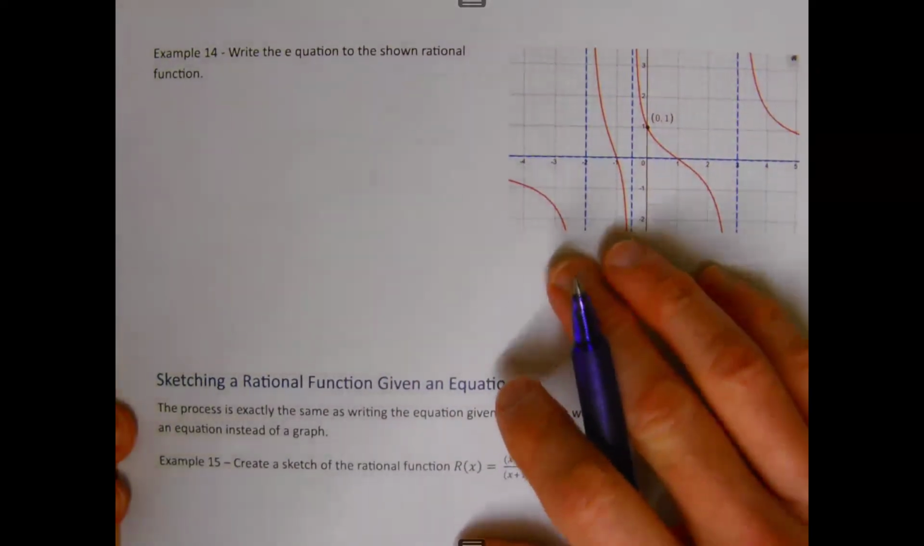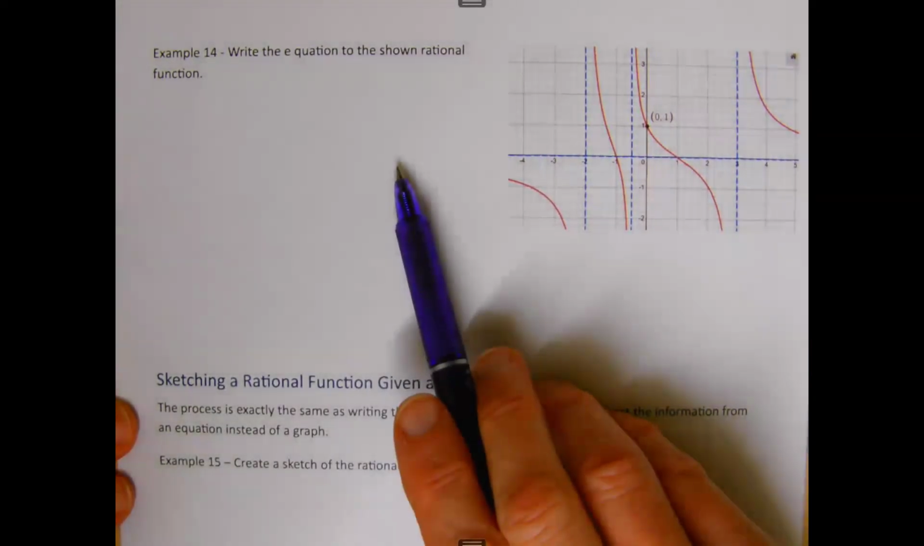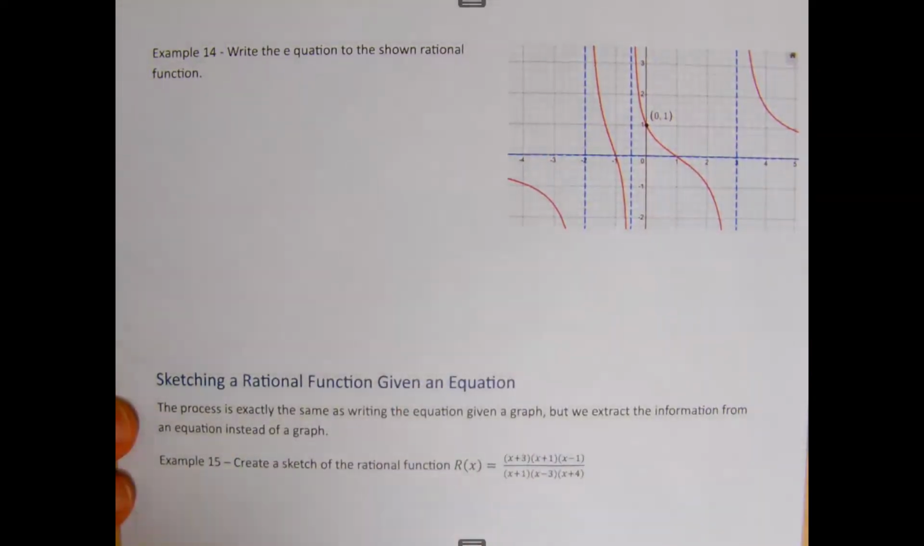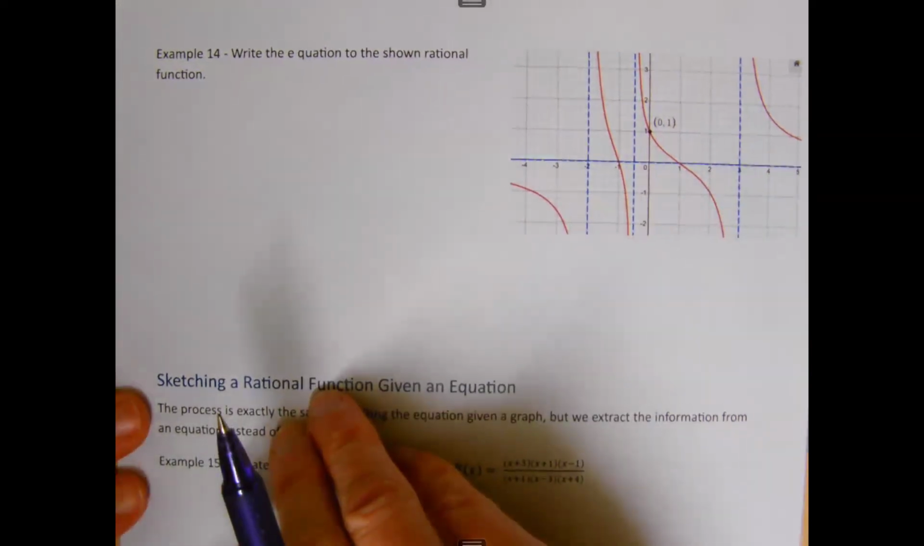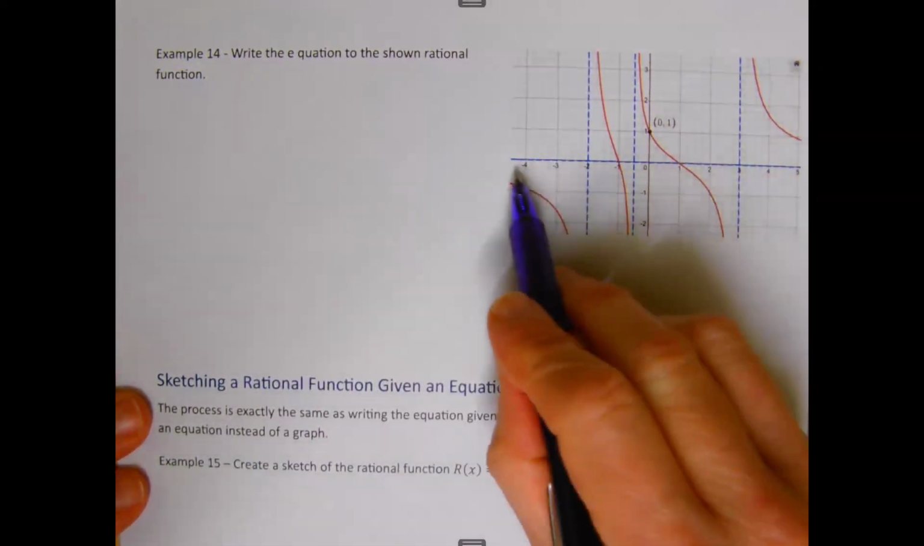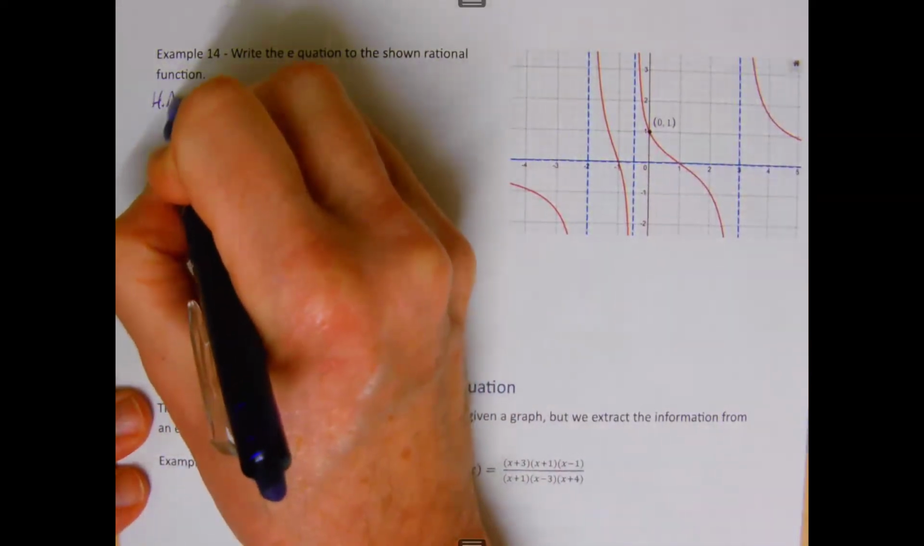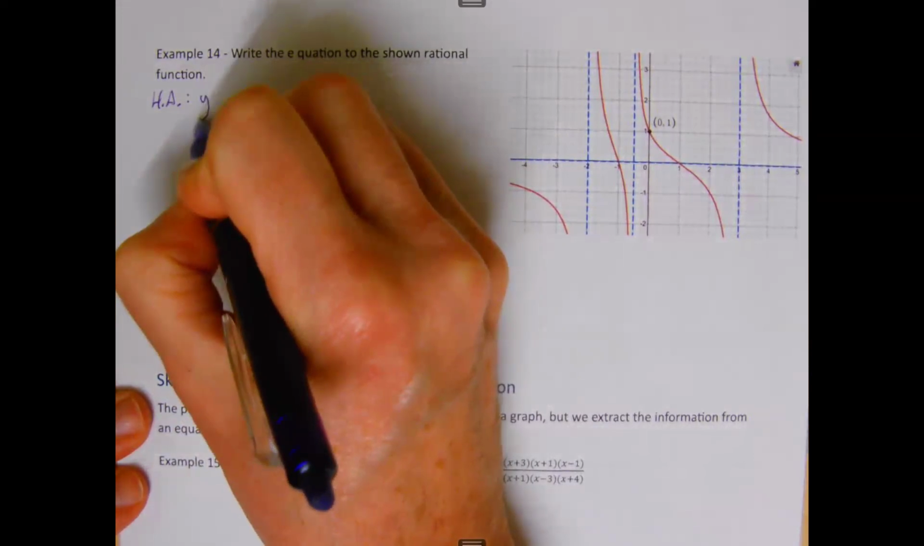All right, let's write the equation of this rational function. So just like before, I am going to start listing everything out. The horizontal asymptote is at 0, so I've got the horizontal asymptote, and that's going to be at y equals 0.